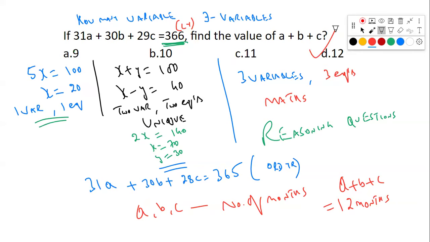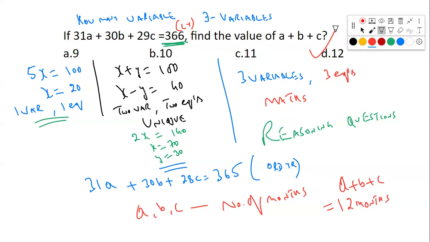So this is more of logic rather than maths here. This question is more of logical thinking or a reasoning question. Look at the question, look at the choices, and mathematically it is not possible to solve because three variables are there. You need three equations to solve.